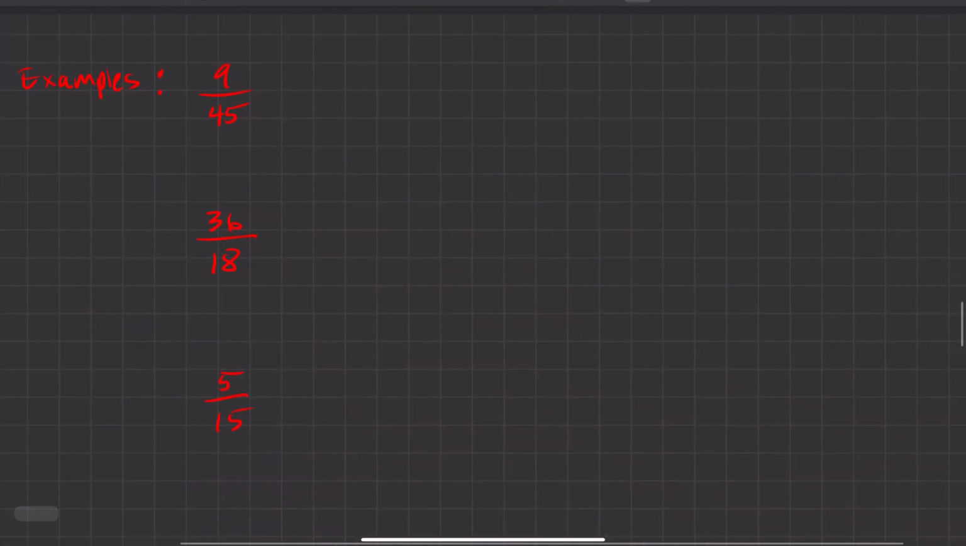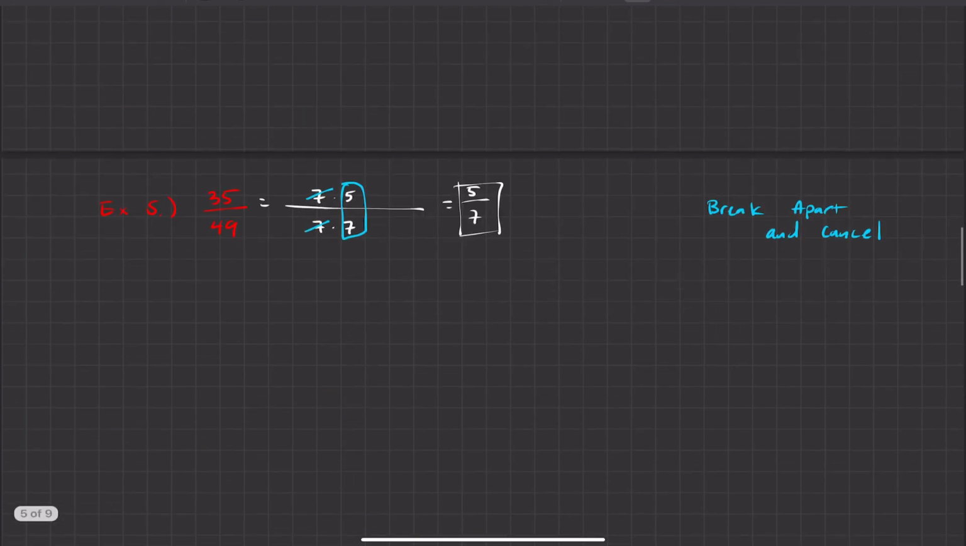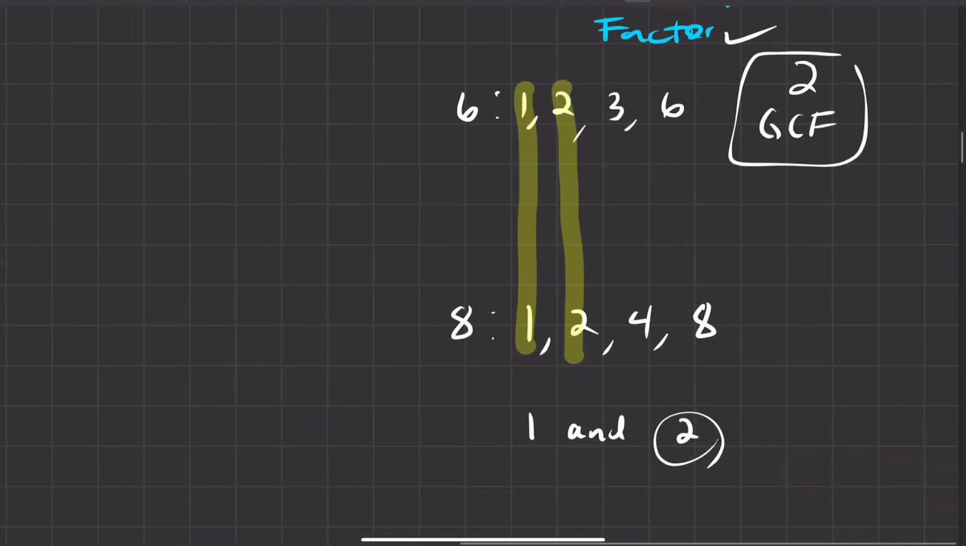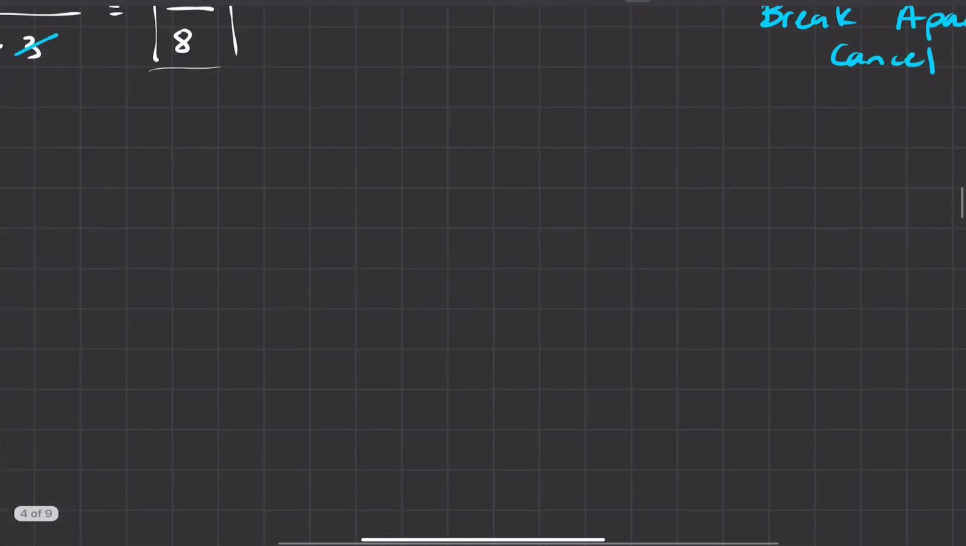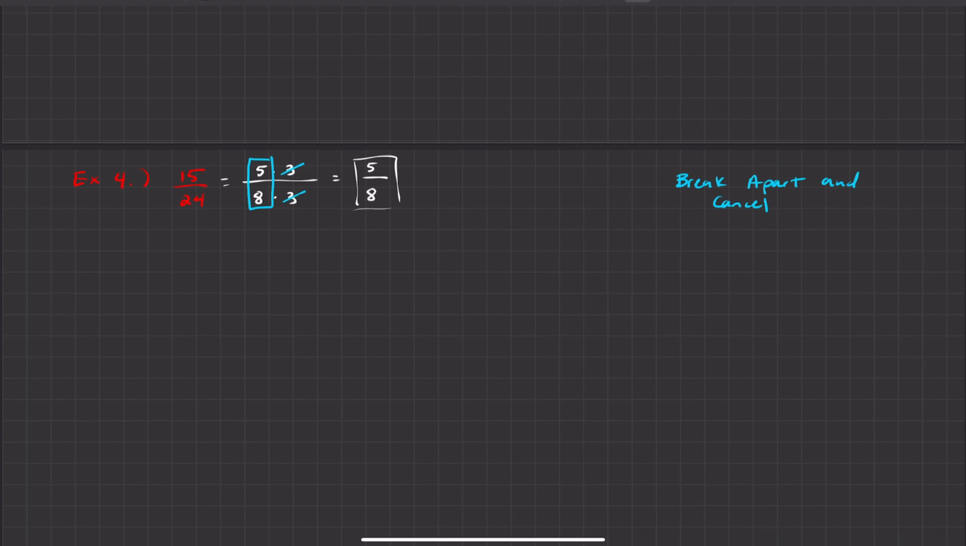Here's some more examples. And what I'm going to go ahead and do with these examples is essentially, if I can see what number goes into, you know, the top and bottom, then that's what I'm going to do. I'm not going to use this method here, and I'm not going to use this method here. But those are just fundamentals that will help you just be more confident with simplifying fractions.